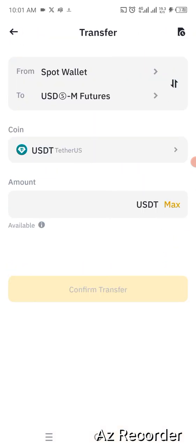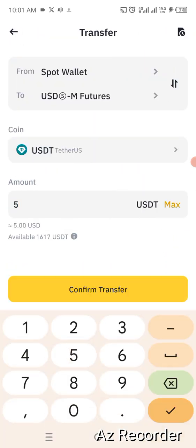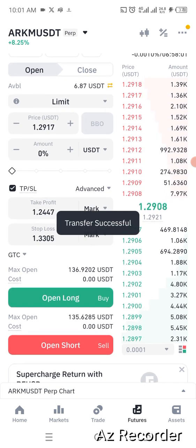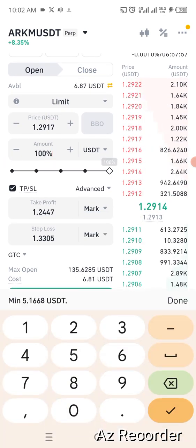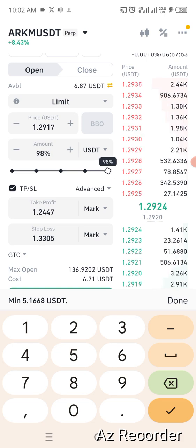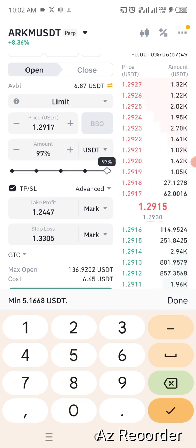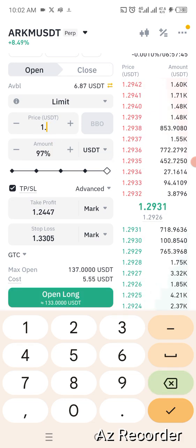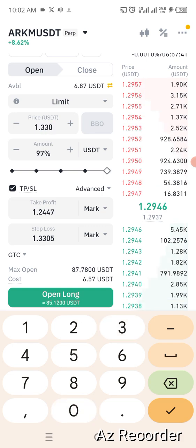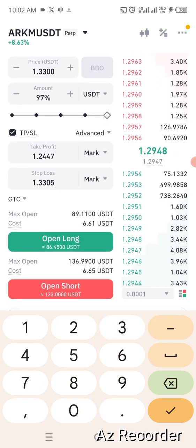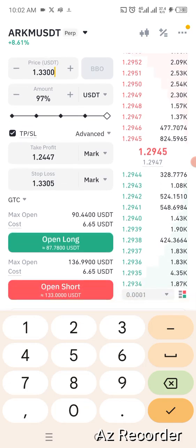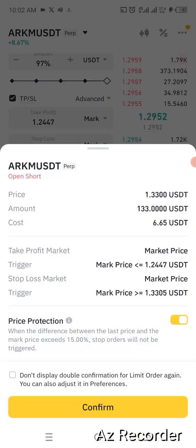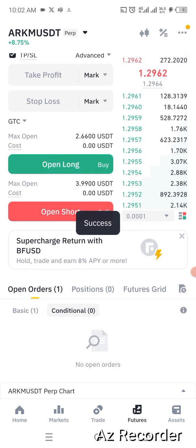Let me send $5. Let's see. So it's now $5. So let's say I'm entering with $5 now for the whole of, let's say, 99% of the portfolio here. Let me take it way higher because the market has left that position. Let's say 1.3300. So I'm shorting now. So I'll just click on short. Yeah. It will ask me to confirm these details I've entered. So I'll just tap on this portion here, don't display or no need. Just tap on confirm. So I've opened orders.